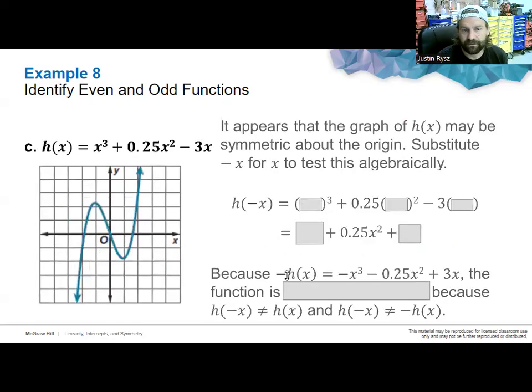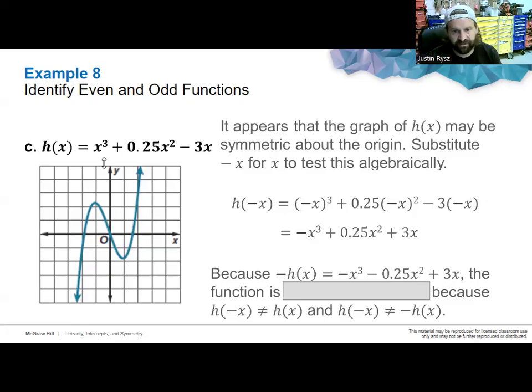All right, so we see what an odd function is, and now we see what an even function is. Let's see, is this one even or odd? Could we rotate this one here? If I take negative x cubed plus 0.25 negative x squared minus 3 negative x, what we want to do is simplify this. Negative times a negative times a negative makes that a negative x cubed. The negative x squared is a positive 0.25 x squared. And then we have a negative 3 times x, which is a positive 3x.